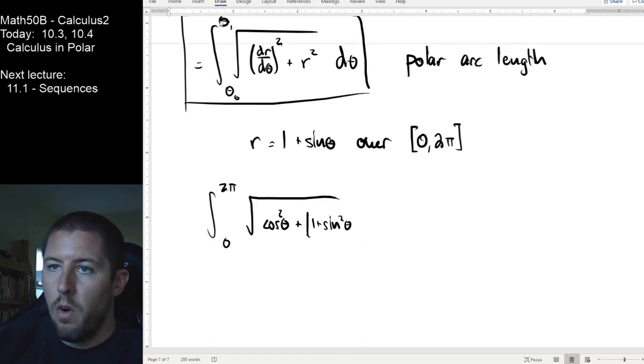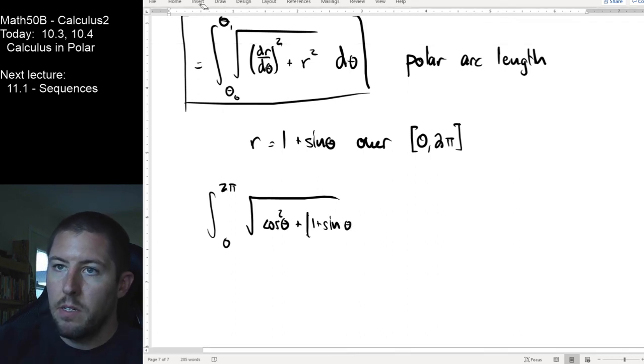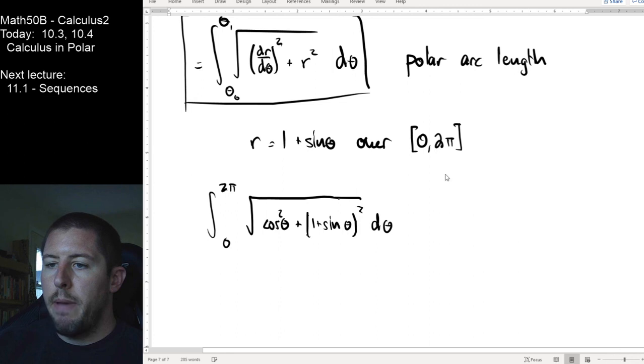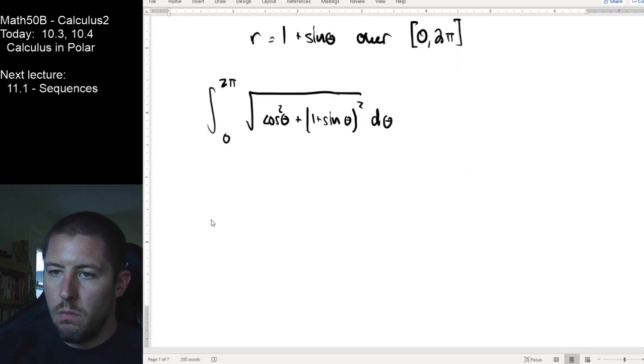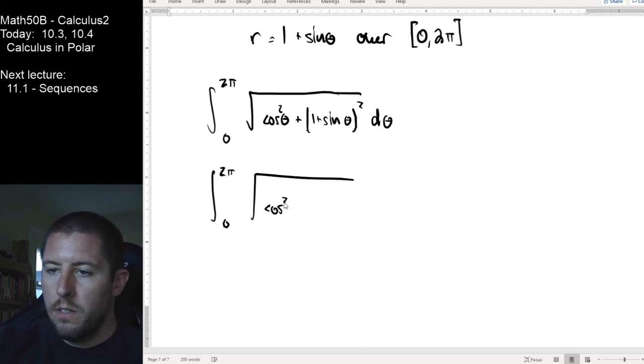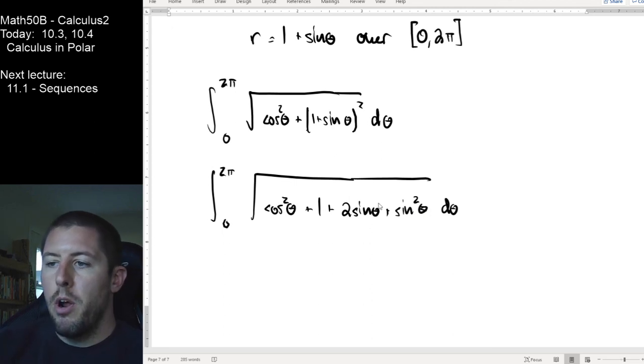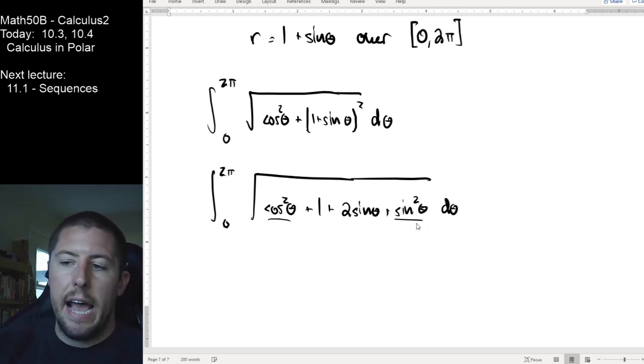And I put my squared in the wrong spot here. It's all of 1 plus sine theta that's squared. And that is d theta. And so I need to expand this guy. So this should be 0 to 2 pi square root of cosine squared theta plus 1 plus 2 sine theta plus sine squared theta, that's all d theta. So what I'm noticing here, notice that cosine and sine are going to add to give me 1. 1 plus the pre-existing 1 makes 2.